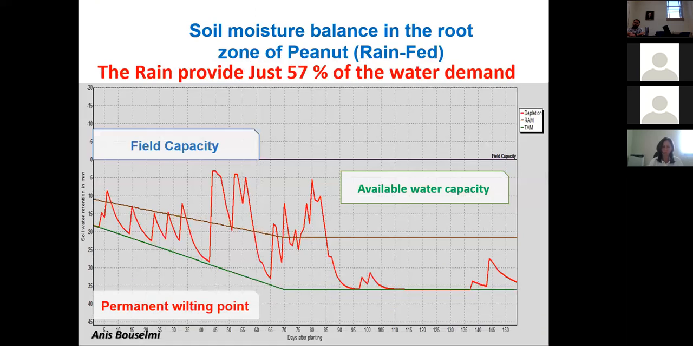And here is the soil moisture balance in the root zone for the dry land. And as you can see, the rain provides just 57% of the water demand of peanuts. And we can see in the red circle that the moisture is going down to the permanent wilting point. So we had stress after 90 days from planting.